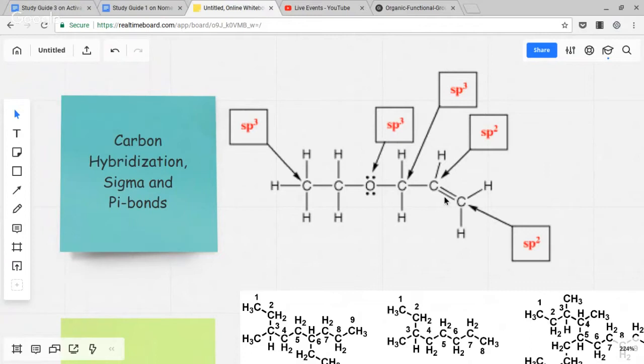Now, if you can guess it, if we have an sp, when can we get an sp type of hybridization? Can anybody tell me when can we get an sp type of hybridization? Like, what type of bond will you see in your carbon if it is sp? I will wait for an answer before I proceed.